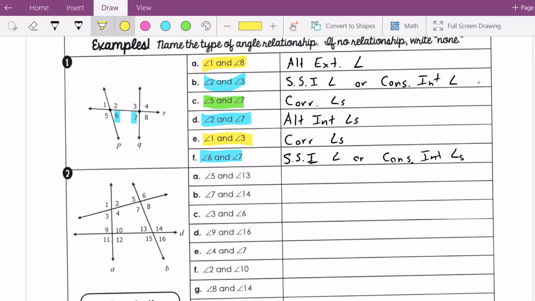So starting off with the first one, we got 5 and 13. So we got 5 here, 13 here. The transversal that they are on is line B. Notice that 5 and 13 both touch line B. 5's in the upper left, 13's in the upper left. So that makes them corresponding angles.